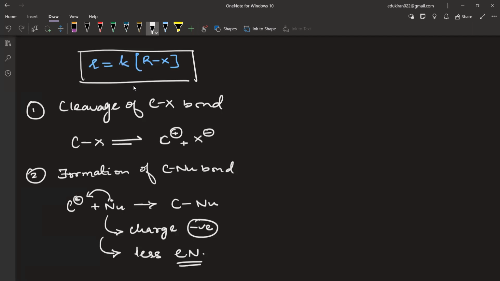Okay. So this arrow does not mean equilibrium. It means it is reversible in nature. And that is why it will be slow. That is why it is really slow.